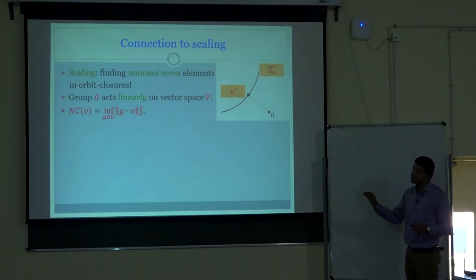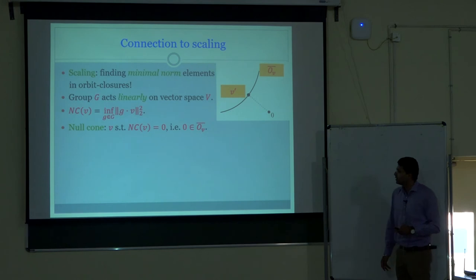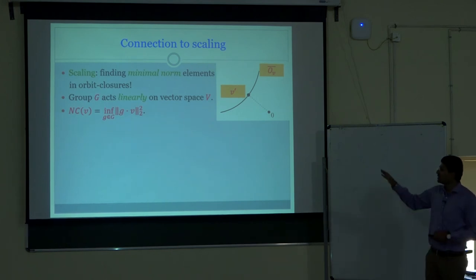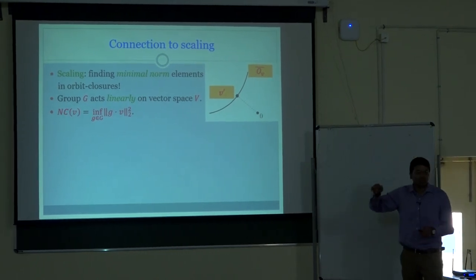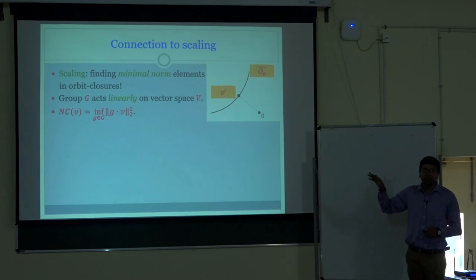So this is what scaling is, it turns out. For specific group actions, you will get matrix scaling, operator scaling. For other group actions, you will get more interesting forms of scaling. For the permutation action, what is the best? That's a good question. Since it's a finite group, there's no closures and so on. So there, you don't get an interesting scaling problem.